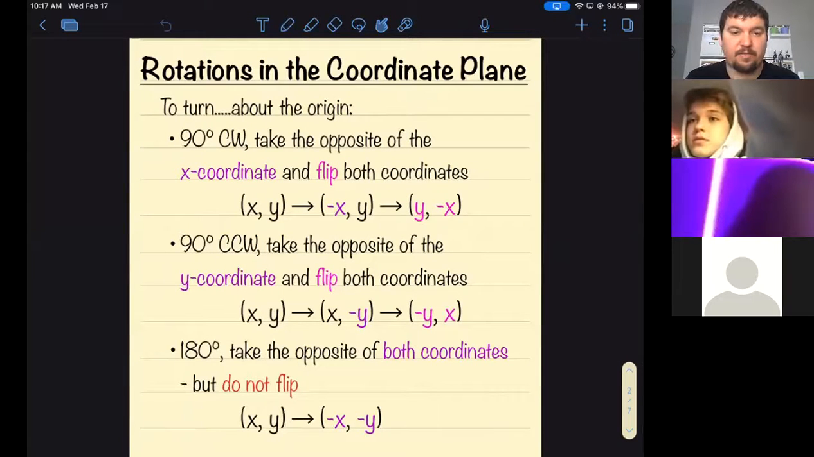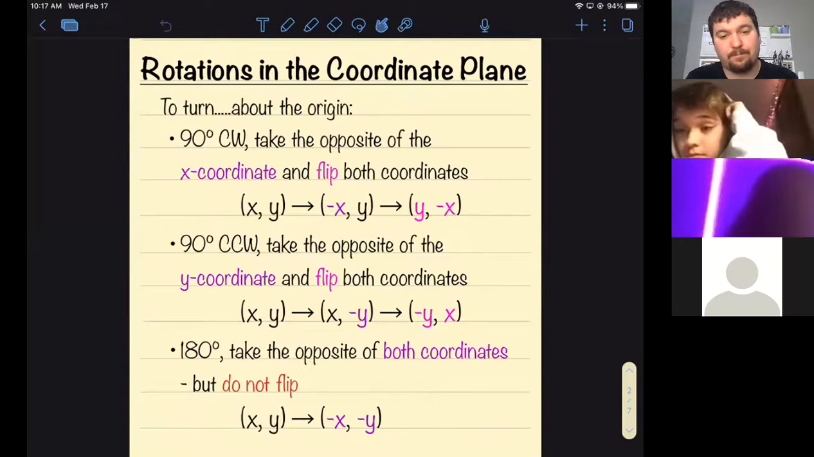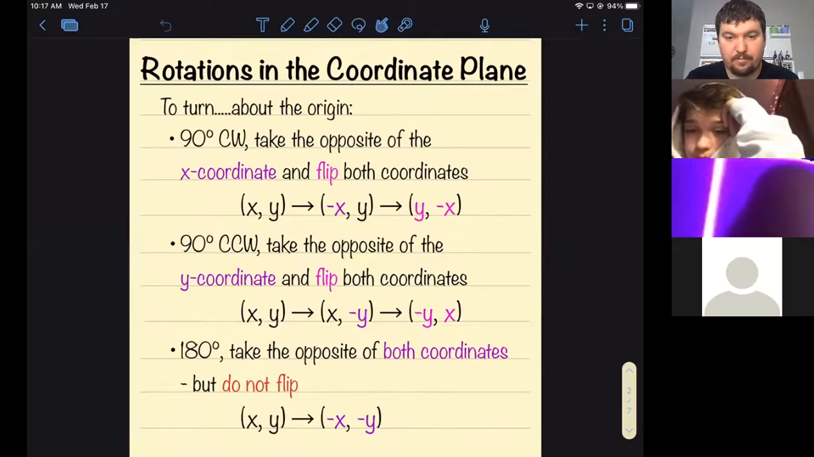Counterclockwise, we'll start with clockwise. Clockwise, 90-degree rotation. You flip the X, or take the opposite of the X coordinate, and then you flip the coordinates around. 90 degrees counterclockwise, you take the opposite of the Y coordinate, flip the coordinates around. And then 180-degree rotation, you take the opposite of both coordinates, but you don't flip anything around. Okay, just leave them just like they are. So those are the 3 different types of rotations that we have.